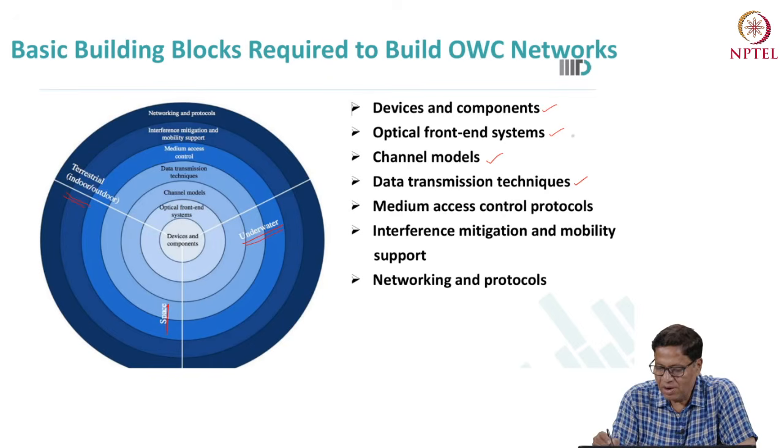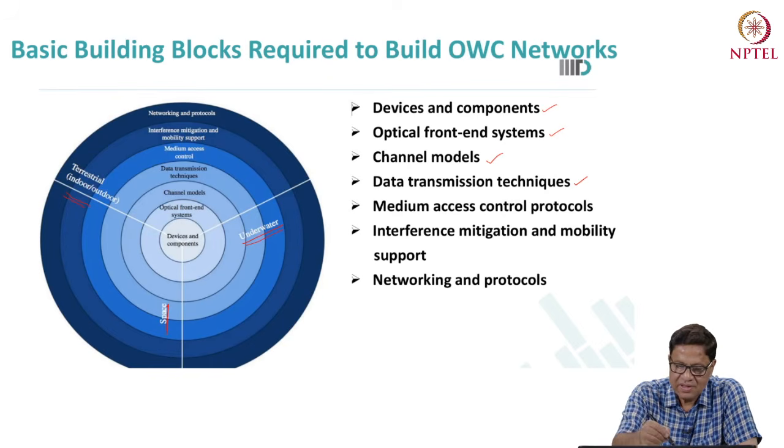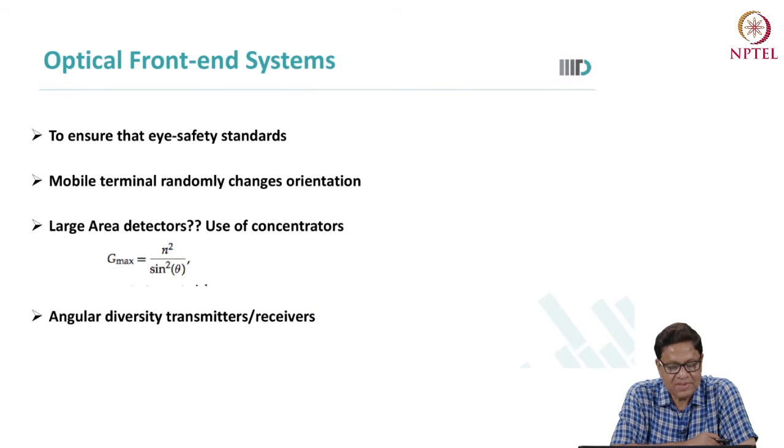And the next is optical front-end systems. Optical front-end systems matter basically because you're dealing with optical signals, and it could be in the IR region. So one has to ensure that the eye safety standards are met, because you should not use high power or a kind of wavelength which may damage the eye. You have to ensure that all the available eye safety standards are met when you are discussing communication using optical wireless.